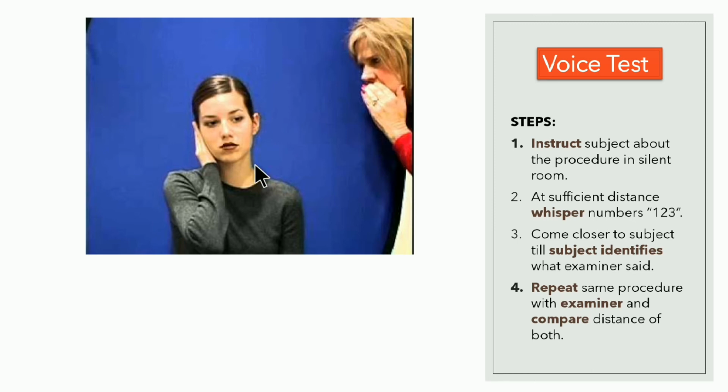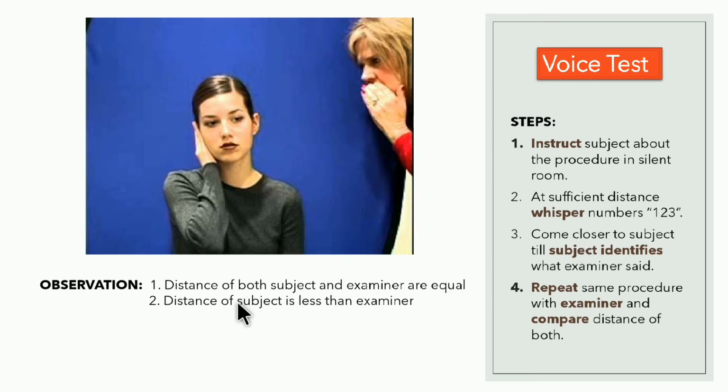Then you have to repeat this procedure. Now you become the subject and the subject becomes the examiner, and the examiner will say some words, and then you have to identify what he is saying at a particular distance. Now measure this distance. Now you have to compare the distance of the examiner with the distance of the subject. So what are your observations? There can be only two observations.